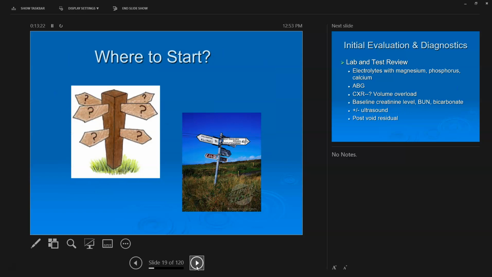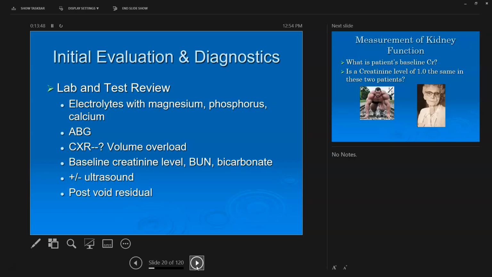Okay, so now let's start talking about diagnostic tests and what you think you're going to need to get and why. I'm kind of giving you the answers. But electrolytes. What's your magnesium? What's your phos? What's the calcium level? ABG, what's that going to tell you?